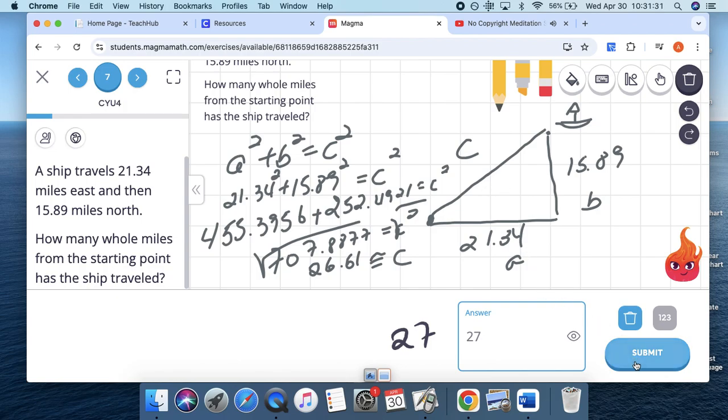Let's submit again. Not too sure why they're saying it's wrong. All right, I want to leave it at this. If you find the correct answer and it actually works for you, let me know.